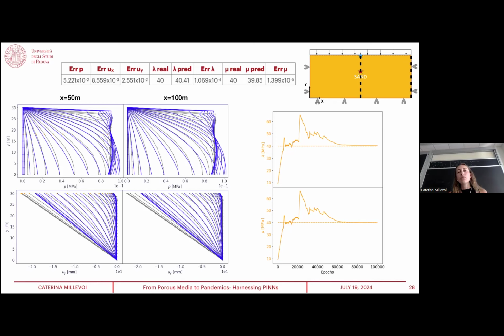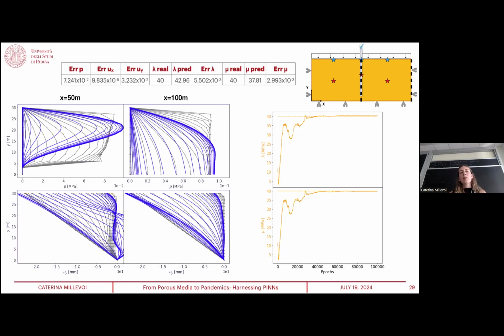A thing that is curious is the fact that the two parameters that we are trying to estimate are actually equal, but this information is not given to the PINN. The PINN doesn't know that lambda and mu have the same values and the same behavior in the simulation. But during the training, even if the convergence is not reached from the beginning, the PINN is able to understand that there is a symmetry between the two parameters.